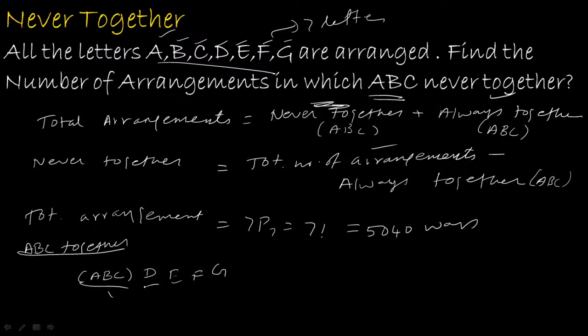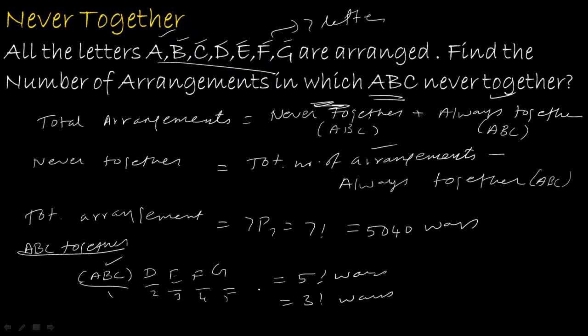Now we have 1, 2, 3, 4, 5. So now we have 5 letters. These 5 letters can be arranged among themselves in 5 factorial ways, isn't it? And look at the letters A, B, C. Here A, B, C are arranged among themselves in 3 factorial ways. None of the letters repeats more than once, so we directly write 5 factorial and 3 factorial ways.